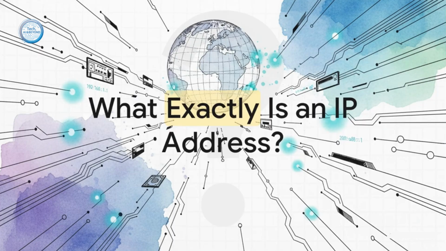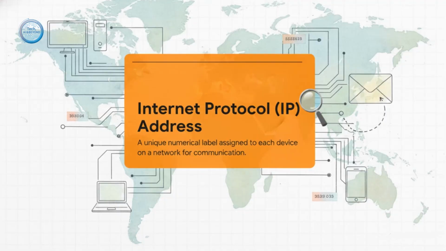To get us started, what exactly is an IP address? That's the perfect place to start. At its core, an IP address is really just a unique numerical label for any device connected to a network. The best analogy is a mailing address for your computer or your phone or your smart TV. Without these addresses, the little packets of data that fly across the internet would have no idea where to go. They'd just be lost. It's the system that makes all digital communication possible.